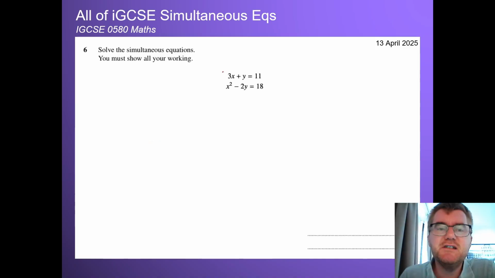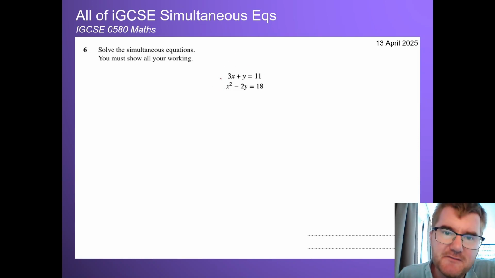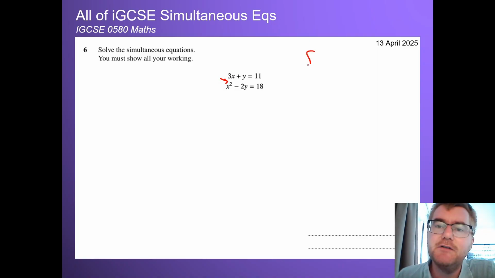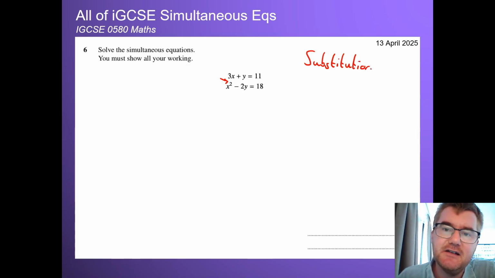Okay, on to question 6. This is the last question I'm going to go through, and then I'm going to leave a question or two for you to do, and you can let me know in the comments how you get on with it. So we've got simultaneous equations. Notice we can't eliminate because we've got this very irritating x squared here instead. So we have to use substitution, which you've seen in this video.